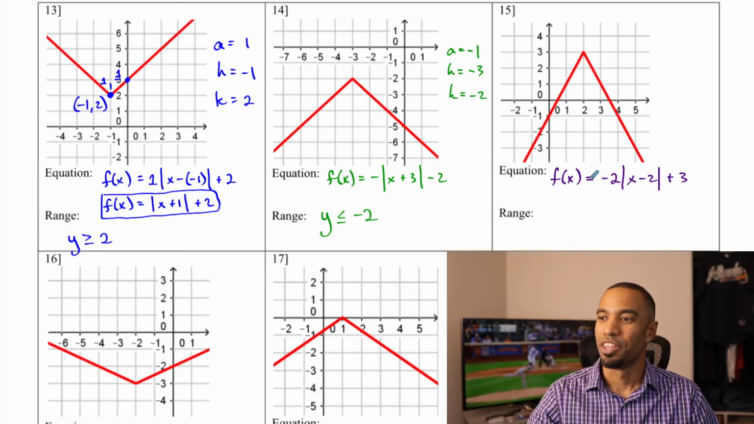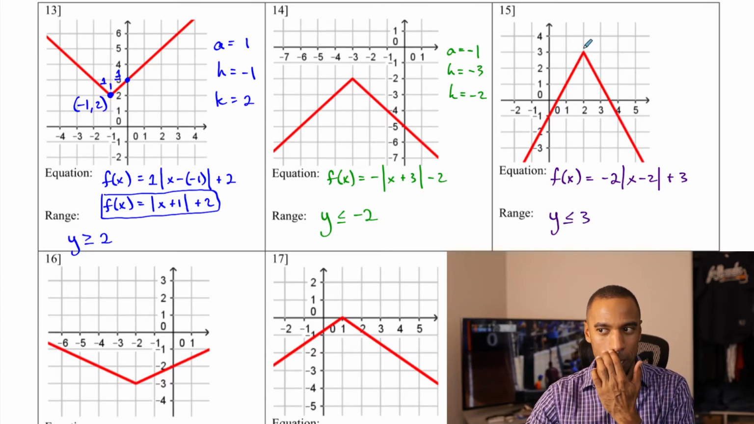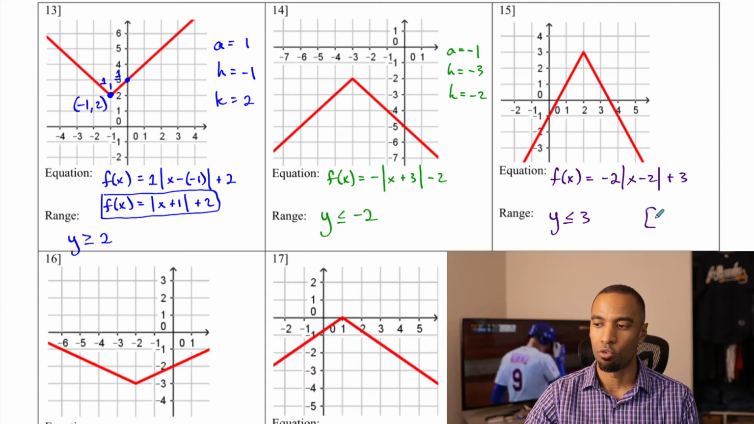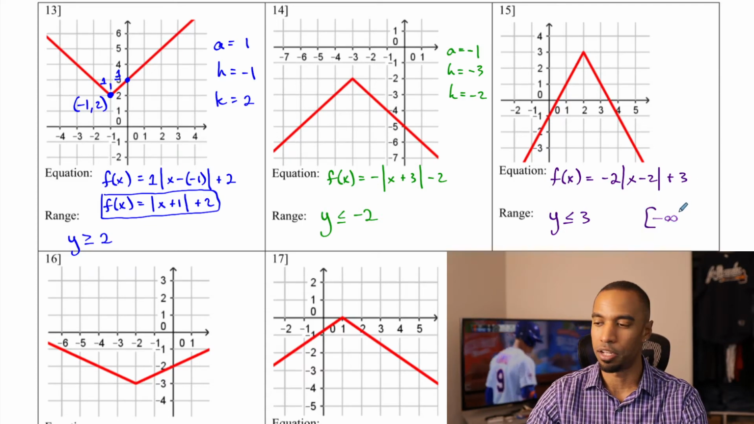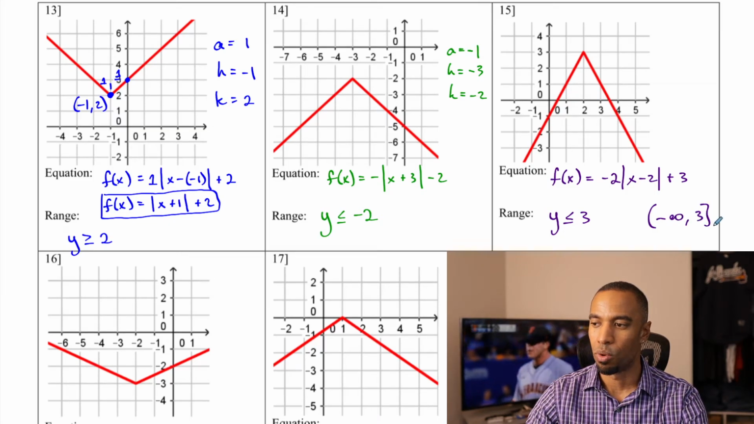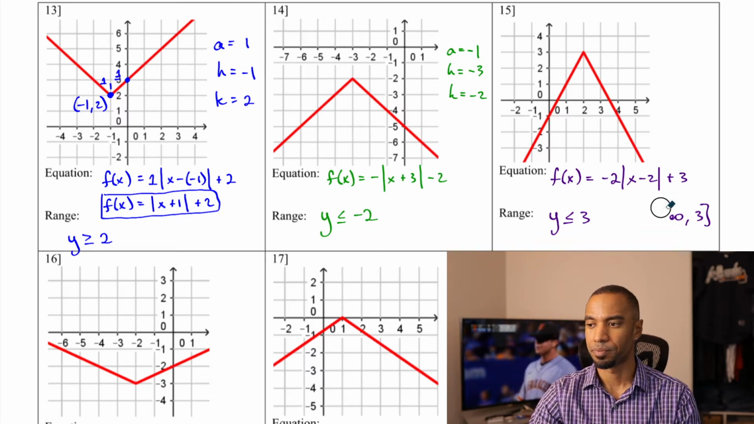The range, y is less than or equal to 3. 3 is the largest value you get, it goes lower. If you want to see interval notation with a less than, it would go from negative infinity to positive 3, where the 3 is included, negative infinity is not. That's what that would appear as there.